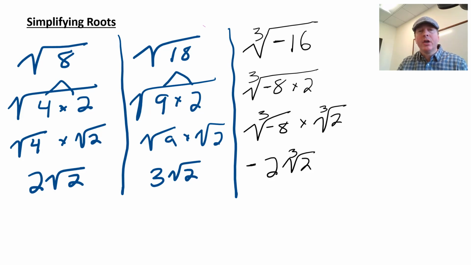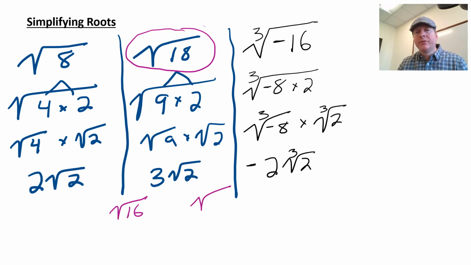A final point I want to make here: suppose somebody asked you for the square root of 18. That's approximately what? Well, to get a ballpark figure, you could ask, what is the square root of 16? And what is the square root of 25, a perfect square that is greater than 18? The square root of 16 is 4. The square root of 25 is 5. So I know that the square root of 18 is somewhere in between 4 and 5. So a little estimating can be very helpful sometimes.